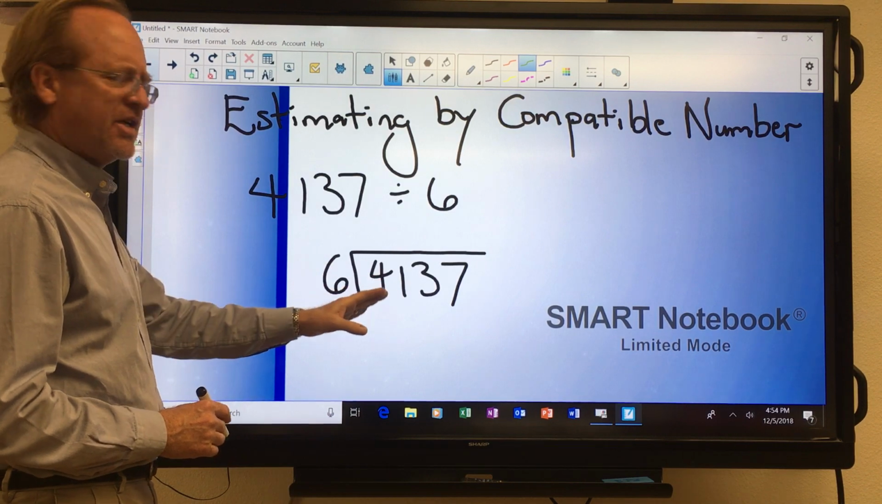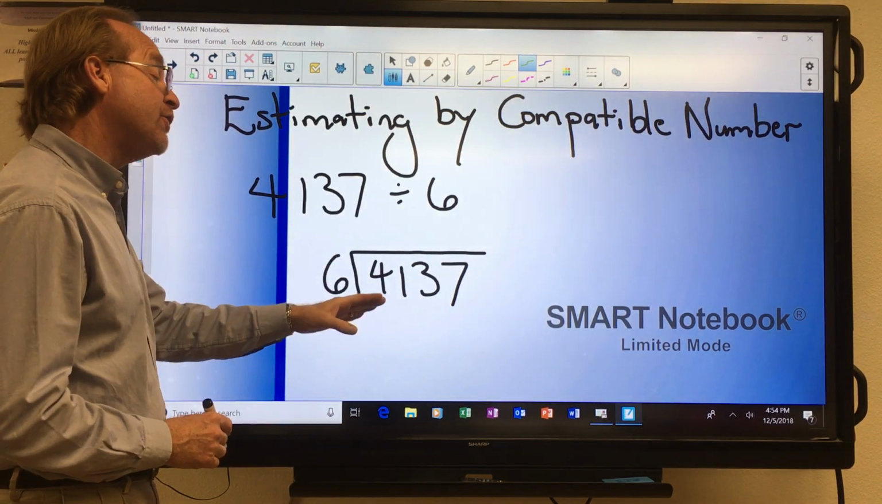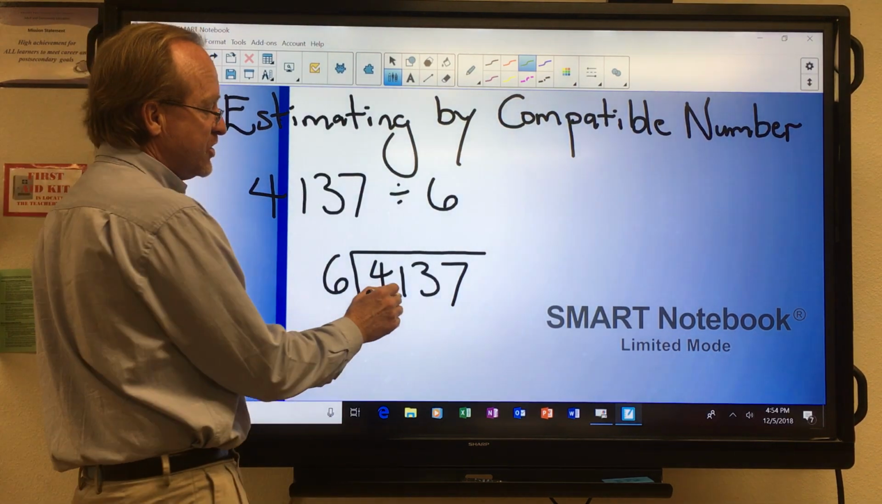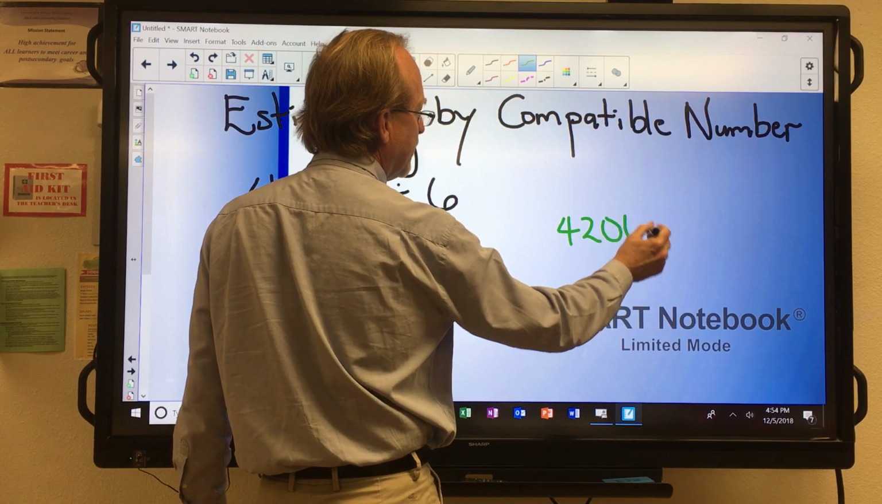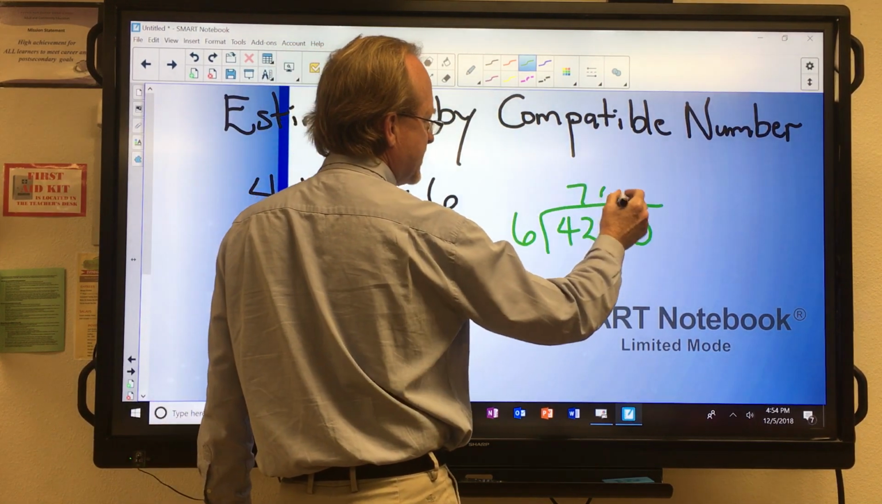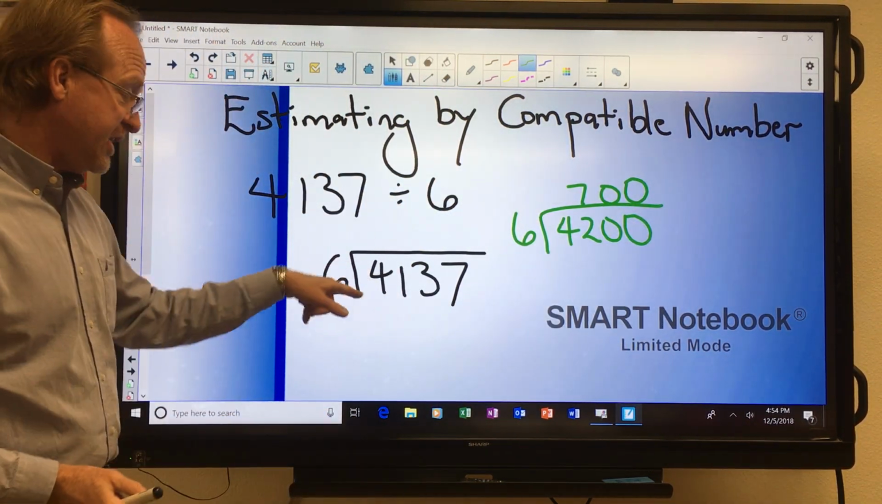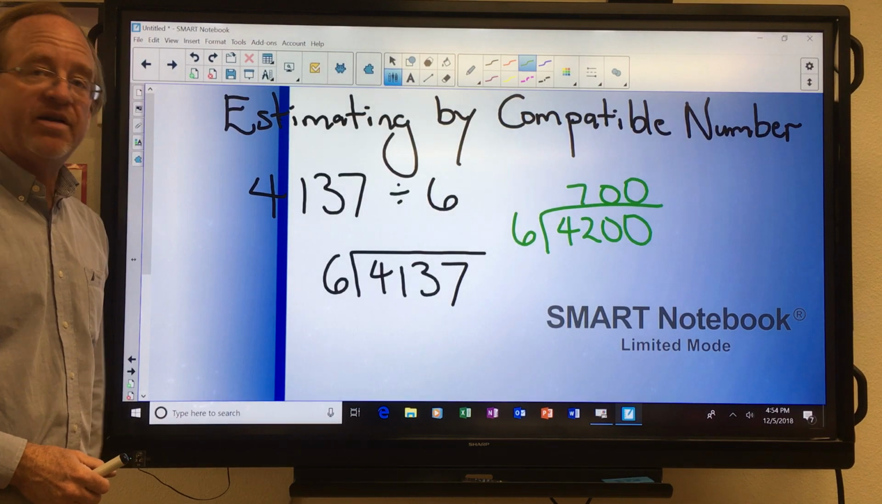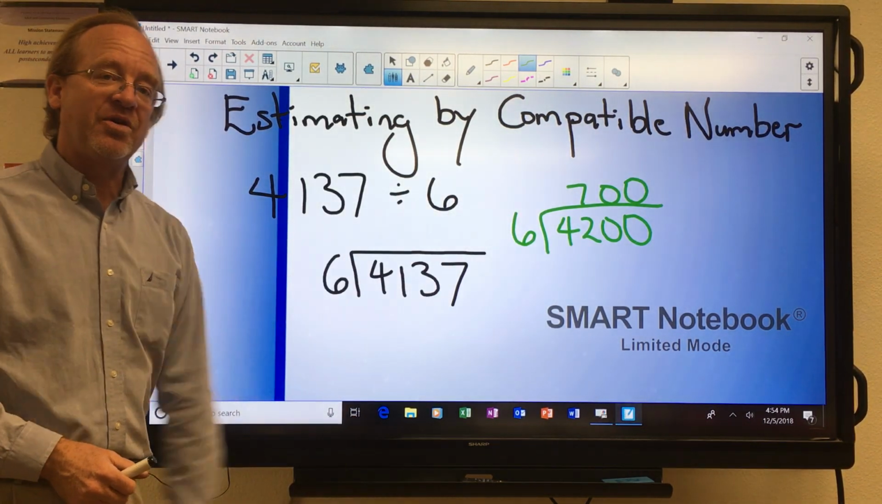I know that 6 doesn't go into 41 evenly, but it does go into 42 evenly. So that's close enough. I'm going to change that to 4,200. And when I do that, I get myself a nice 700 estimate. And if you actually did the exact math, it's around 689. So that's a nice estimate. And it's easy to do if you know your times table.